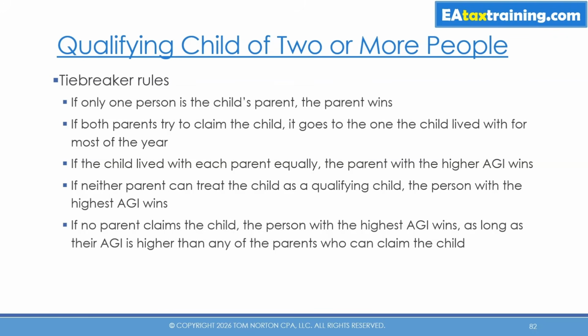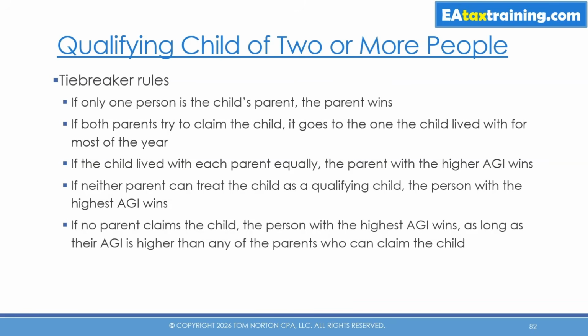If no parent claims the child, then, as we said, the person with the highest AGI wins, as long as their AGI is higher than any of the parents who can claim the child. So this sounds all convoluted. What are we talking about here? What the IRS is trying to do is to prevent people from playing games. So what you could have is a high income taxpayer who could claim their child as a dependent. However, it may be that the only benefit that that parent gets for having the child as a dependent is the child tax credit.